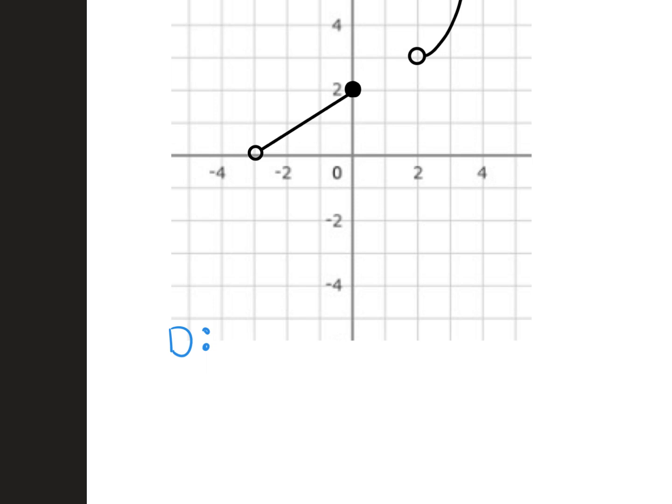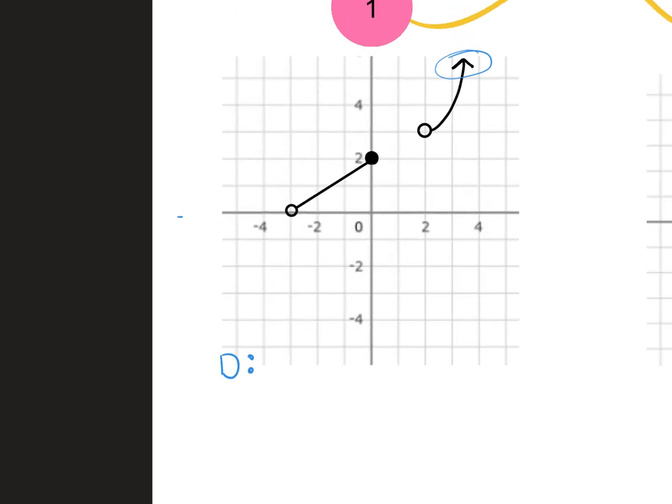So when we talk about domain, we read domain from left to where? From left to right. So I'm going to start over here on the left-hand side. This is my negative infinity on the x-axis. This is my positive infinity. And I'm going to tell myself where this graph starts and stops on the x-axis. Furthest left, where does the graph start? That's at -3. Does it include -3 or not? No, it's an open dot. So then it keeps going.